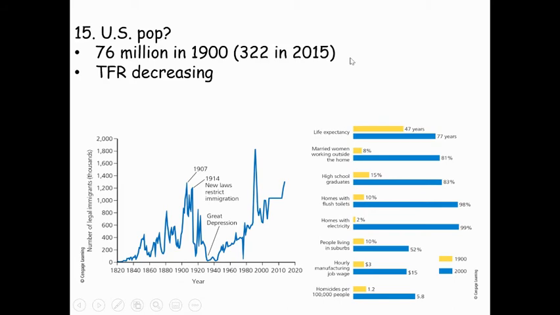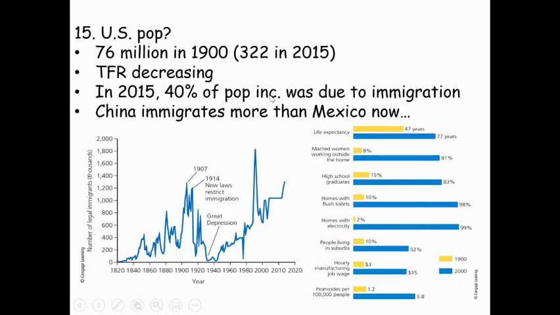All right, so some statistics about the U.S. In 1900, we were 76 million. In 2015, we were 322. So what is that? That's about quadruple, almost quintuple, about 4.5 times increase in 115 years. Our total fertility rate is decreasing.